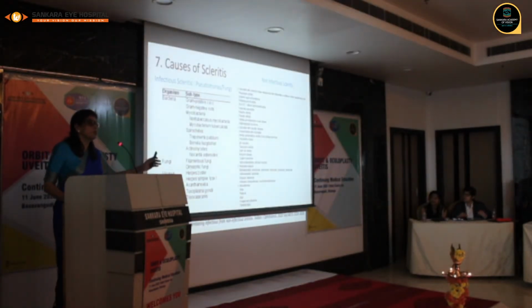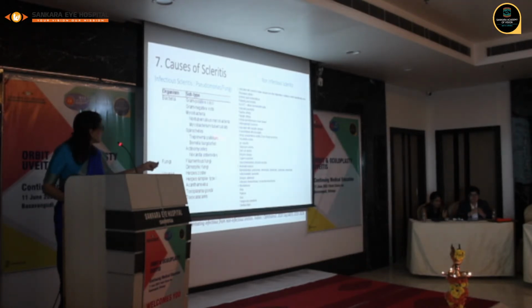So once we know that you're dealing with scleritis, you need to do a few tests to rule out infection and non-infection. And these are the different causes for non-infectious and infectious scleritis. This is available in IJO. But the most common causes of infectious scleritis are usually pseudomonas and fungal. And you can have rare causes like TB, sarcoid, syphilis, which can cause infections, but this is a whole range which can cause infectious scleritis.